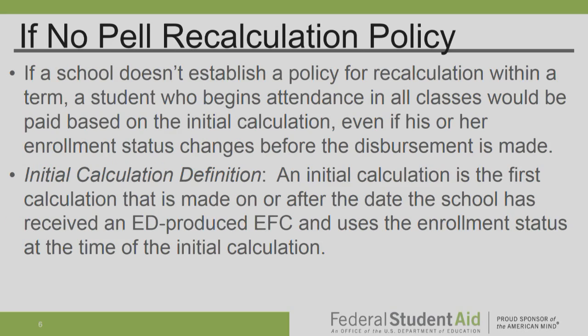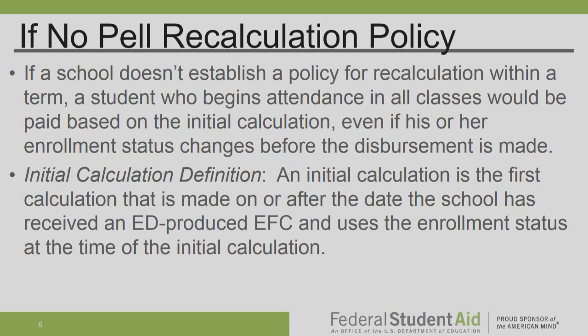Now, let's talk about a school. What happens if I'm a school and I don't have a Pell recalculation policy? Again, if you don't have a Pell recalculation policy, I want you to notice what we've written here. The idea is that if I don't have a Pell recalculation date established in accordance with my school's policy, a student who begins attendance in all classes would be paid based on the initial calculation.